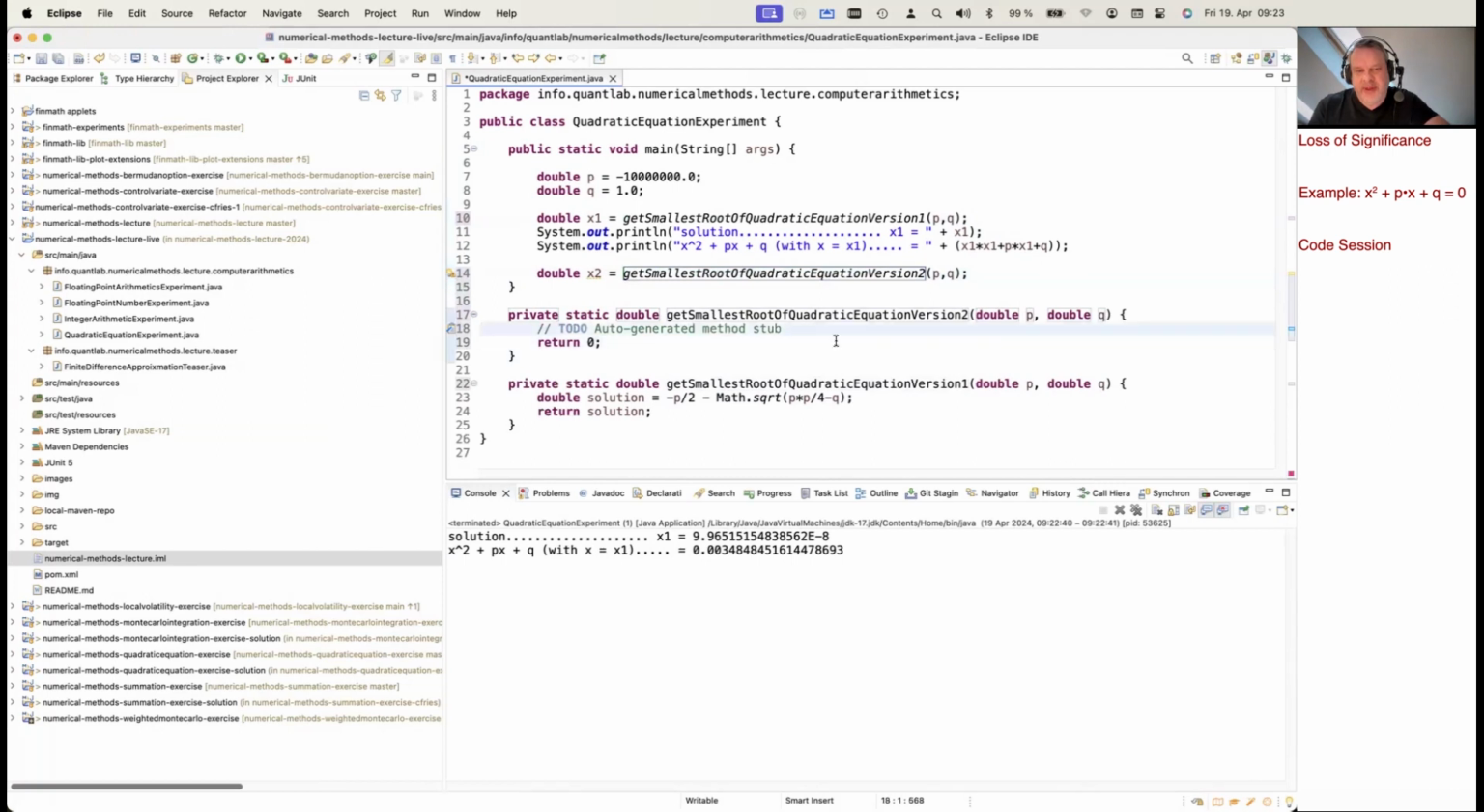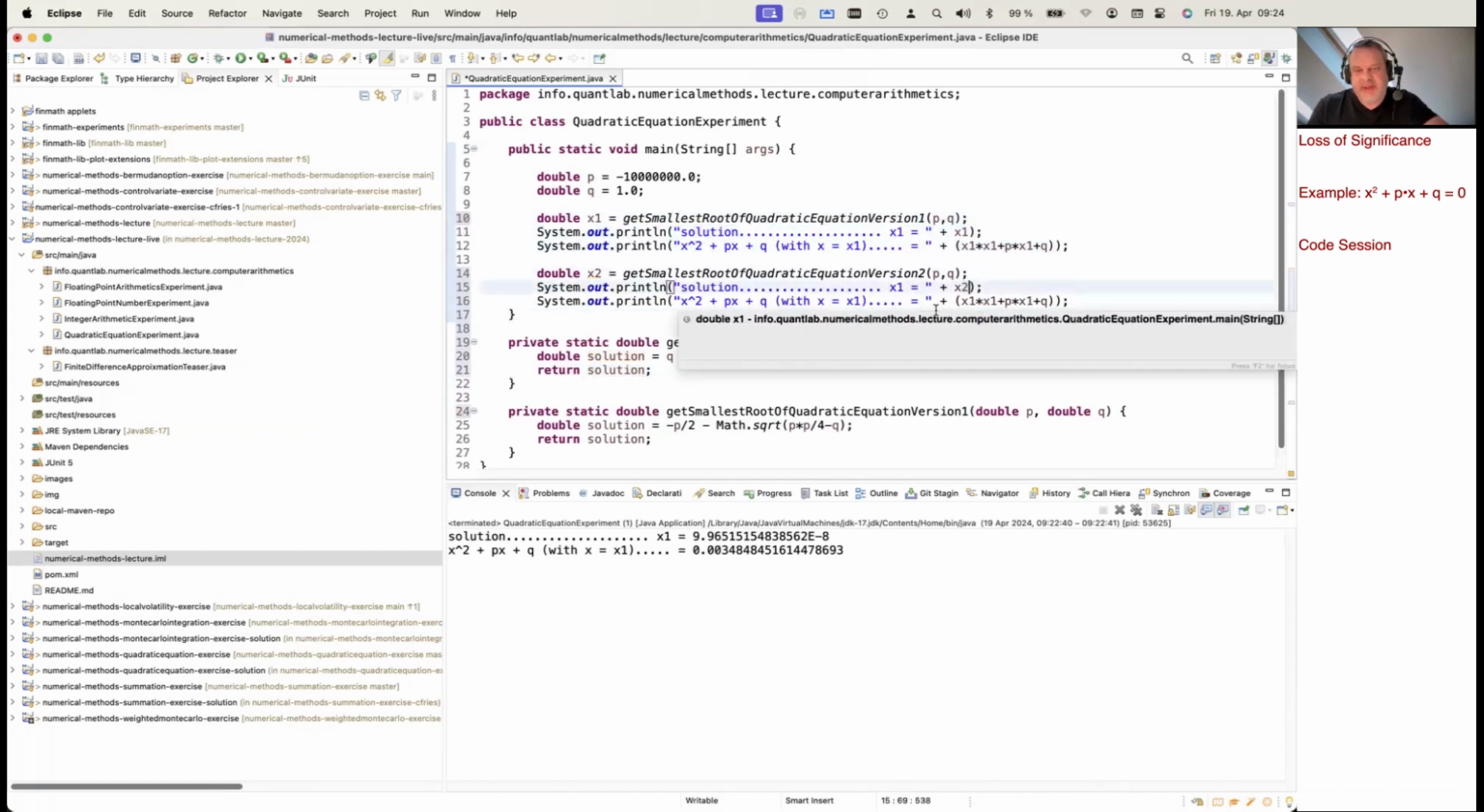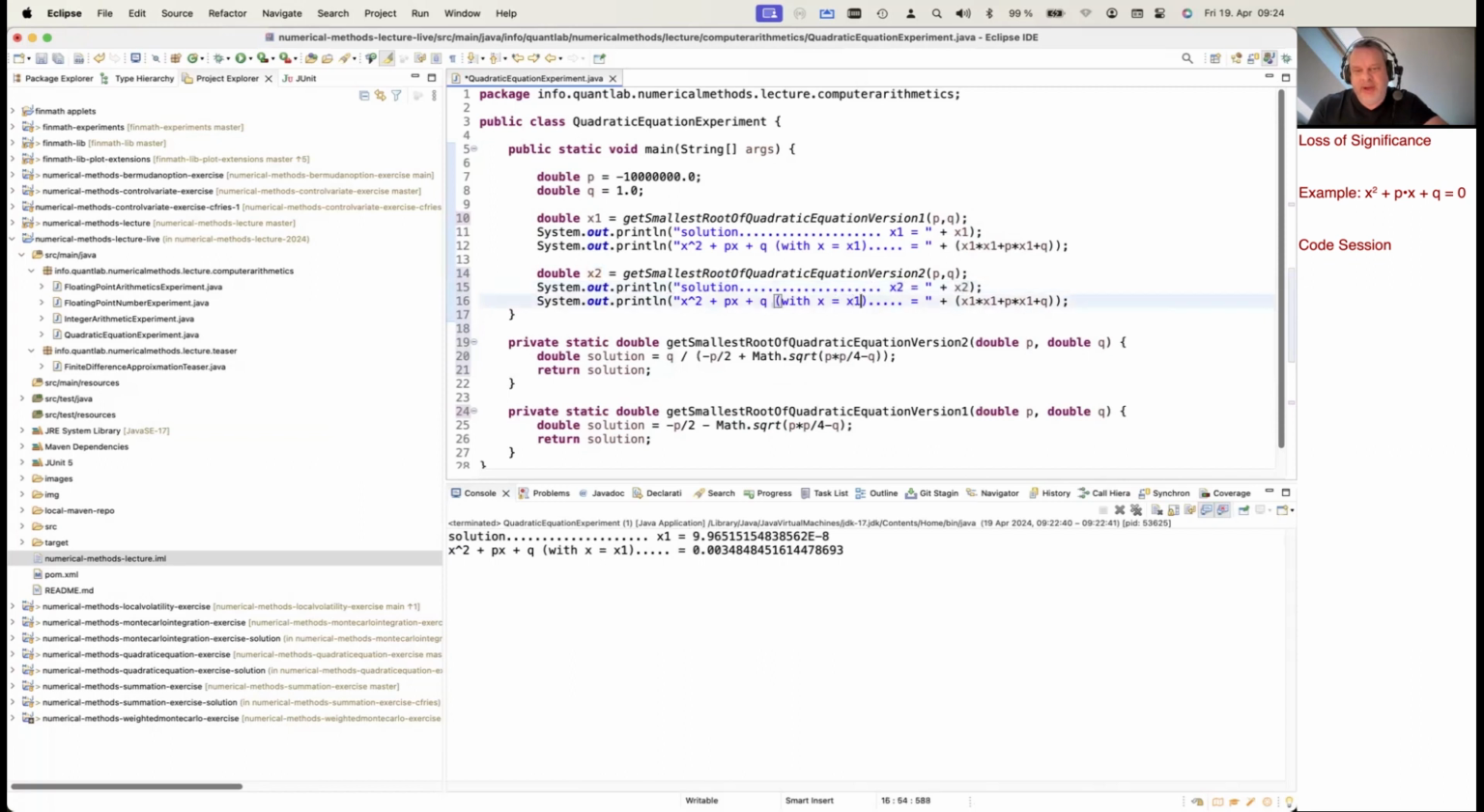So this is now my other formula. So how is this formula looking? So it was take q and divide by actually the guy with the plus here. So this is my alternative way of calculating the solution. So let's print this x2 and also do the check now where x is replaced with x2. And let's keep fingers crossed and see what we get.